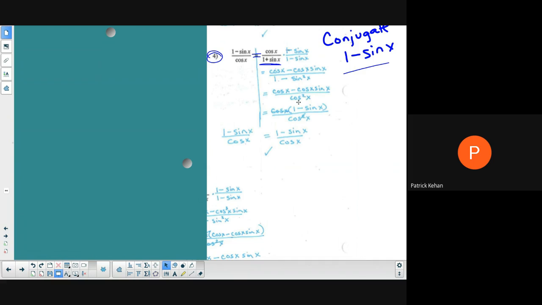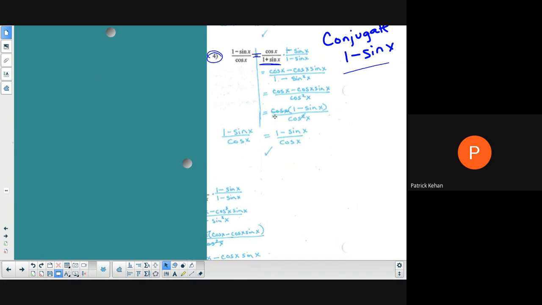At this point, this is where factoring is going to come into play. So in my numerator, I have two terms, cosine x and then minus cosine x sine x. Both terms contain a factor of cosine. I'm going to factor cosine out of both terms right here, which leaves me with 1 minus sine x. Please note 1 minus sine x is not a Pythagorean identity. There's no square on the sine x here.